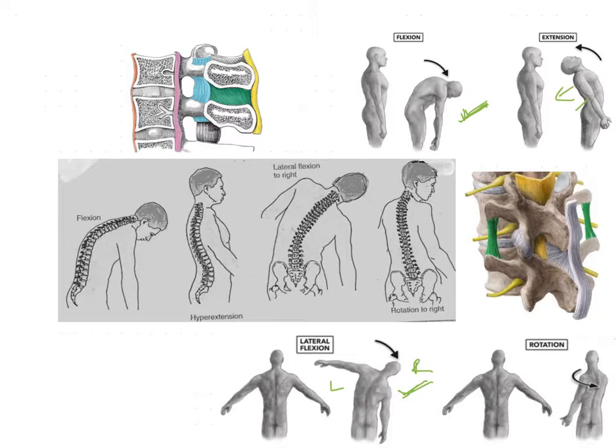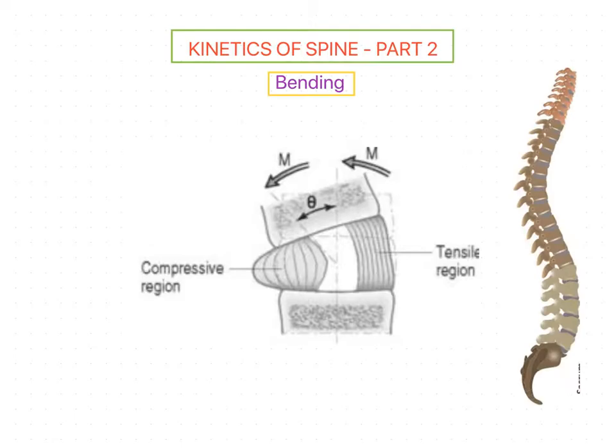So what actually happens in the vertebral column during these movements? Bending causes both compression as well as tension on the structures. So what kind of forces does bending cause? Both compression and tension on the structures of the spine.